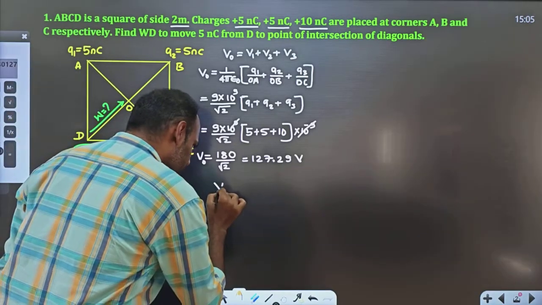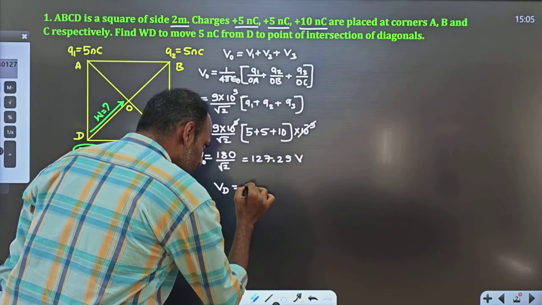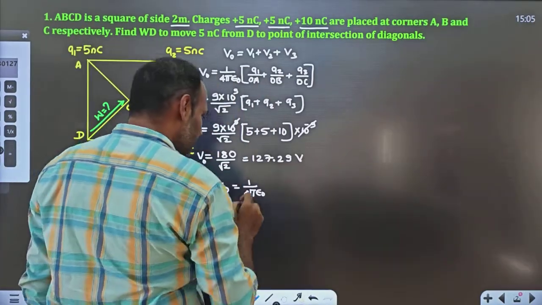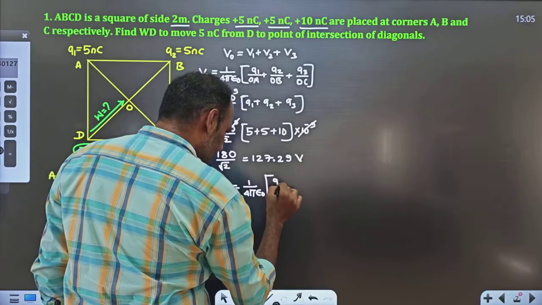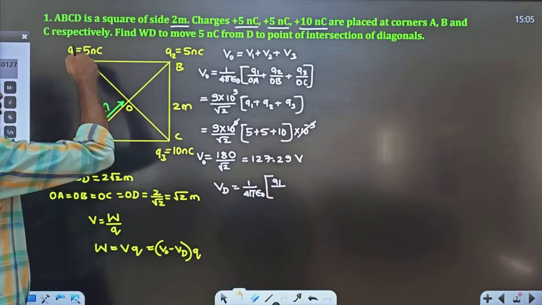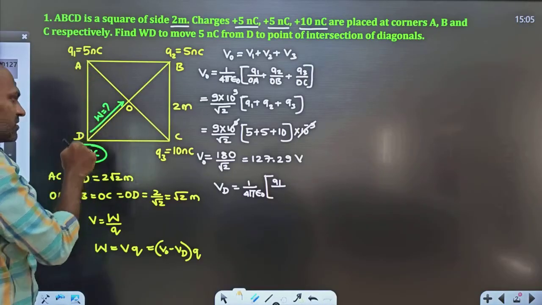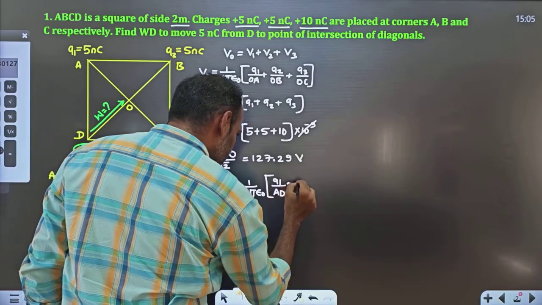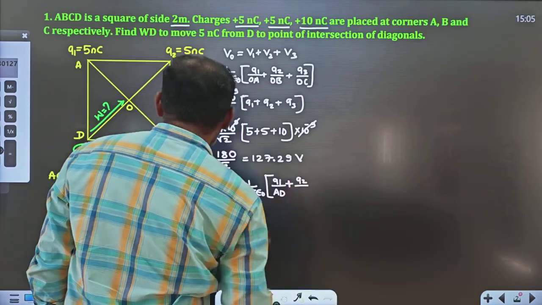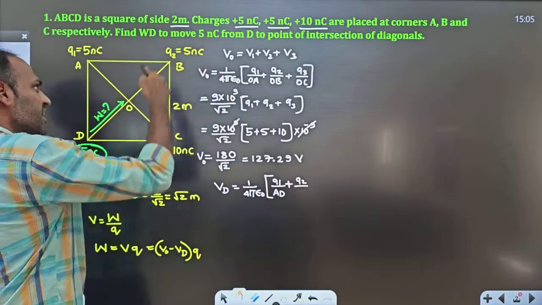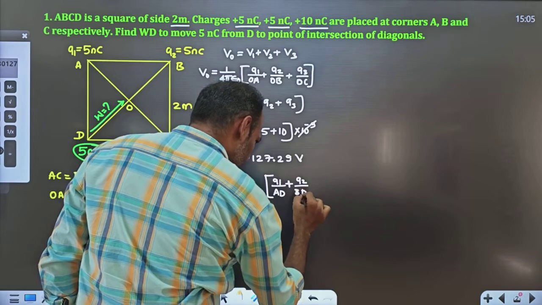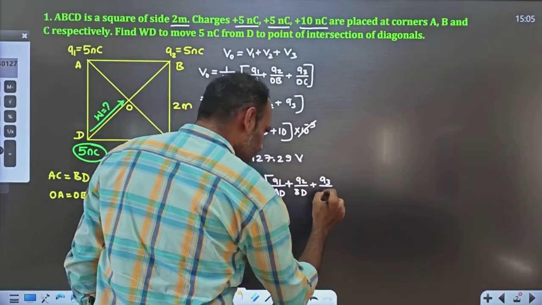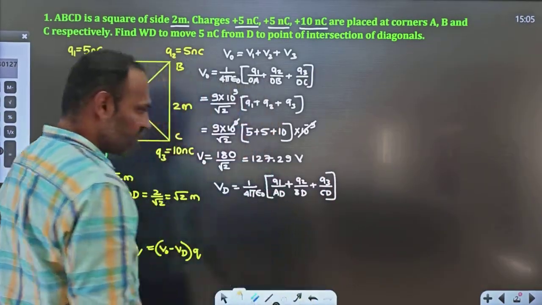Now to calculate potential at point D, I will again write it as 1/4 pi epsilon naught into the bracket, Q1 divided by the first charge's distance from point D. So you have to take this distance, that is AD, plus Q2 divided by this distance, BD, plus Q3 divided by this distance, CD, correct? So like this we will get.